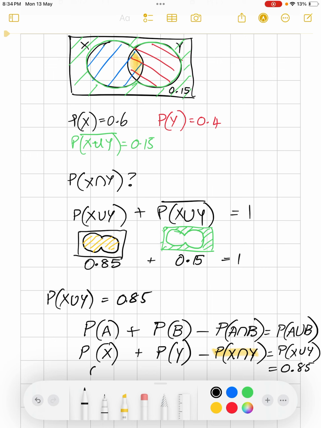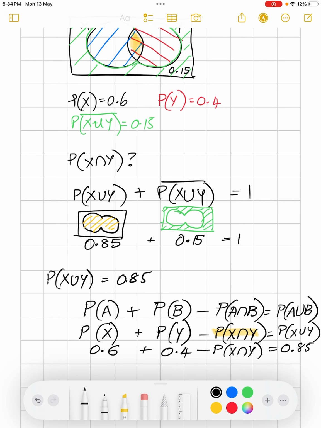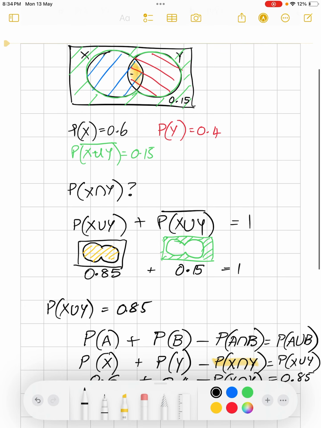We know the probability of X is 0.6. We know the probability of Y is 0.4. And this is the part we want to find. Well, look at that. If you can do your math here, 0.6 plus 0.4 is 1. This has to be 0.15. Therefore, the probability of X intersect Y has to equal 0.15. So that is also going to go in here. So we've got a 0.15 in there. We've got a 0.15 in there.